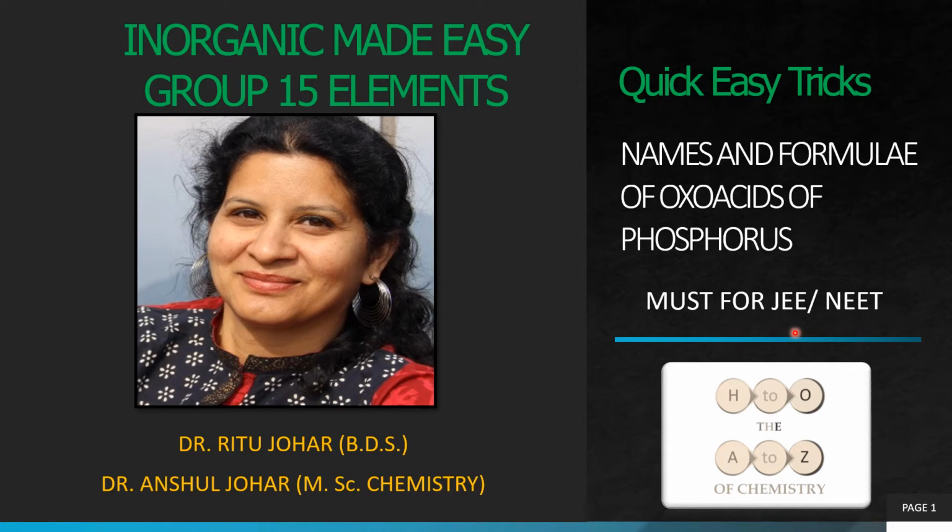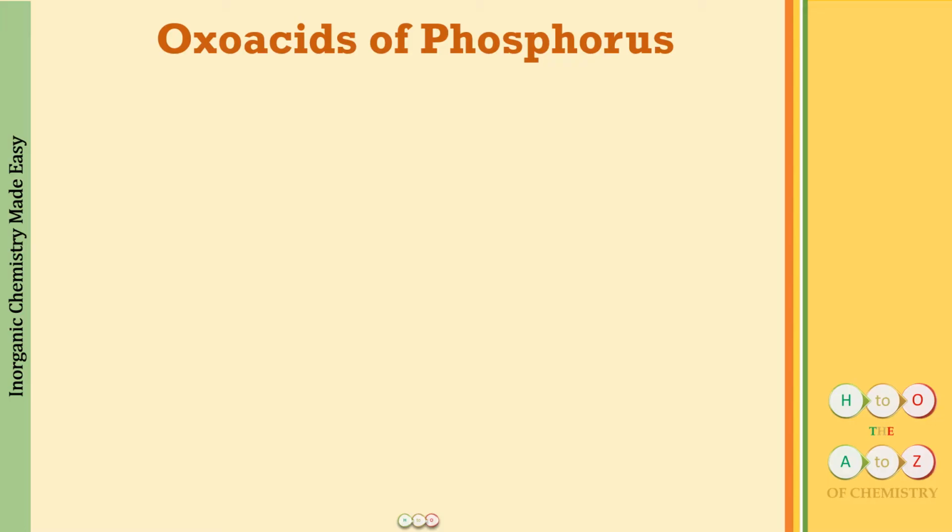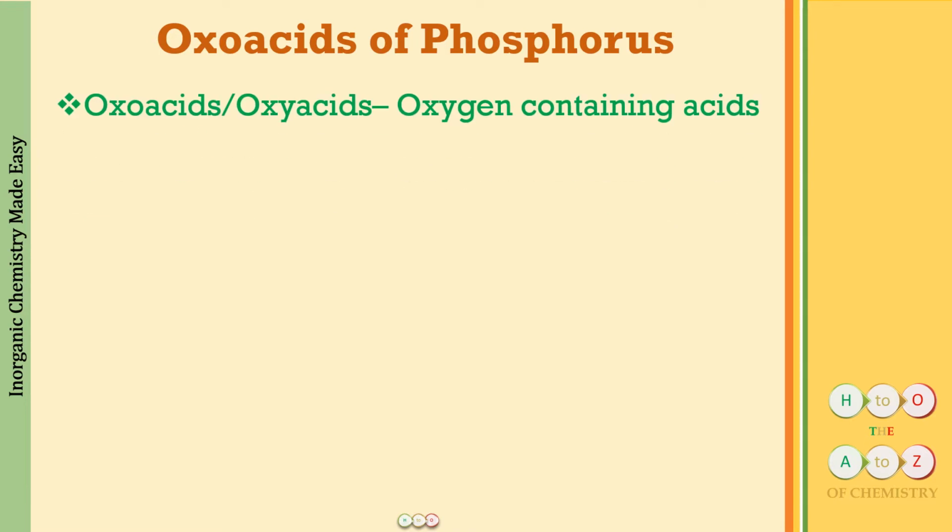So now let us begin the learning in a very easy, interesting way. So let us start the learning with understanding the term oxoacids first of all. So oxoacids, these are also called as oxyacids, and as the name suggests, it is going to be oxygen containing acids. So what is the definition for these compounds?